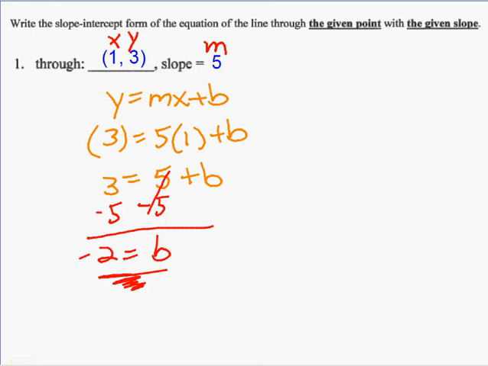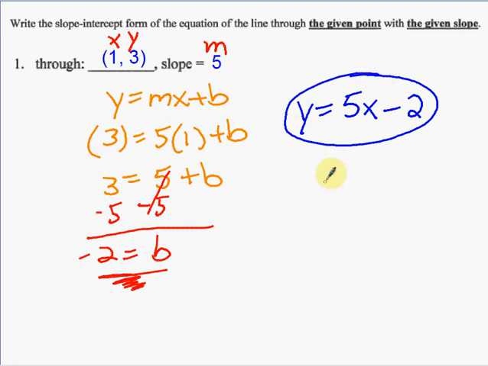So my final answer for my equation is that y equals, I take my slope, which was given to me in the original problem, and put an x behind it, and then I put my y-intercept, which is negative 2. So y equals 5x minus 2 is the equation of the line that has a slope of 5 and goes through the point 1, 3. It's a unique line. There's only one of them that exists that has that quality, or those qualities.